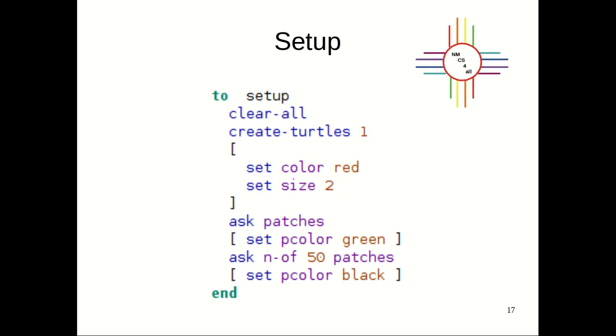Here is the code for the setup of this world. One turtle is created, and its color and size are set. Next, we set all patches to green. Finally, 50 random patches are set to be black.